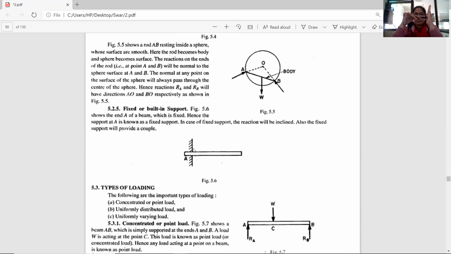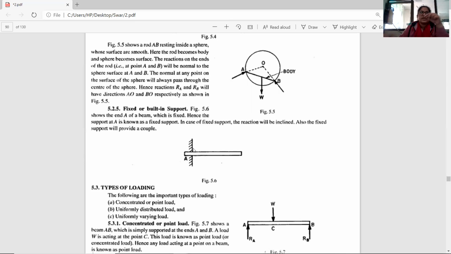So what does my fixed support do? My fixed support does not allow this body to move in the vertical direction, the horizontal direction, or the couple or moment direction. This wall structure is fixed with this body, and my body will not move until the deformation level comes. Deformation means if the force at this point is heavier than what this rod can take, then my body will deform at that point.